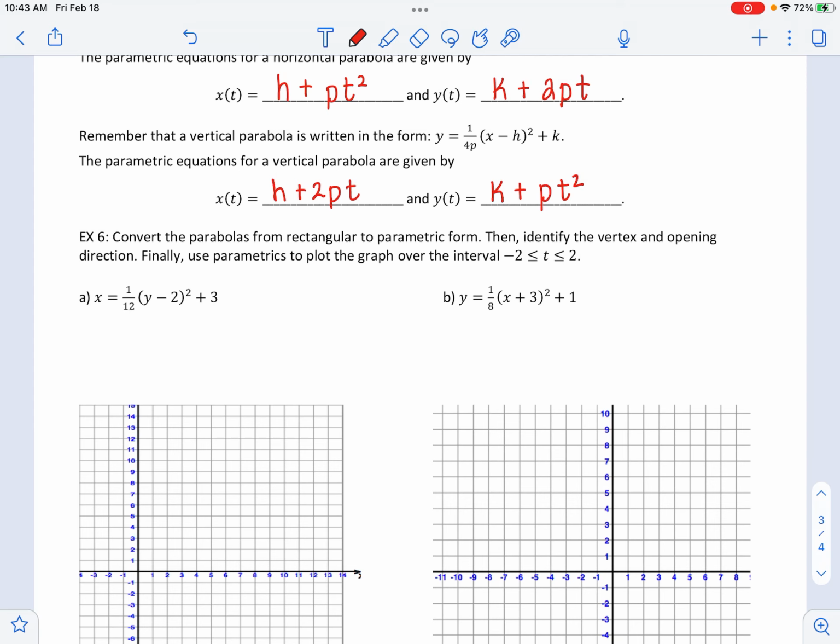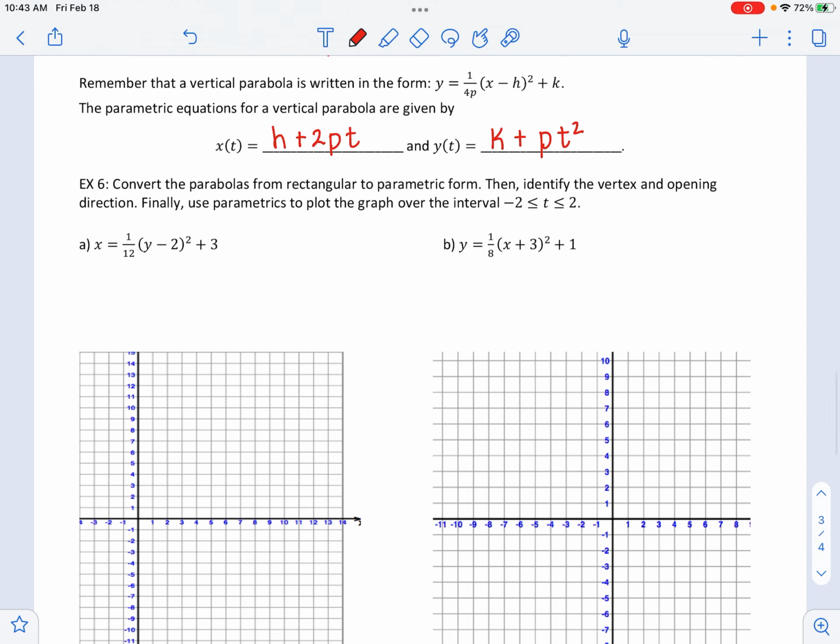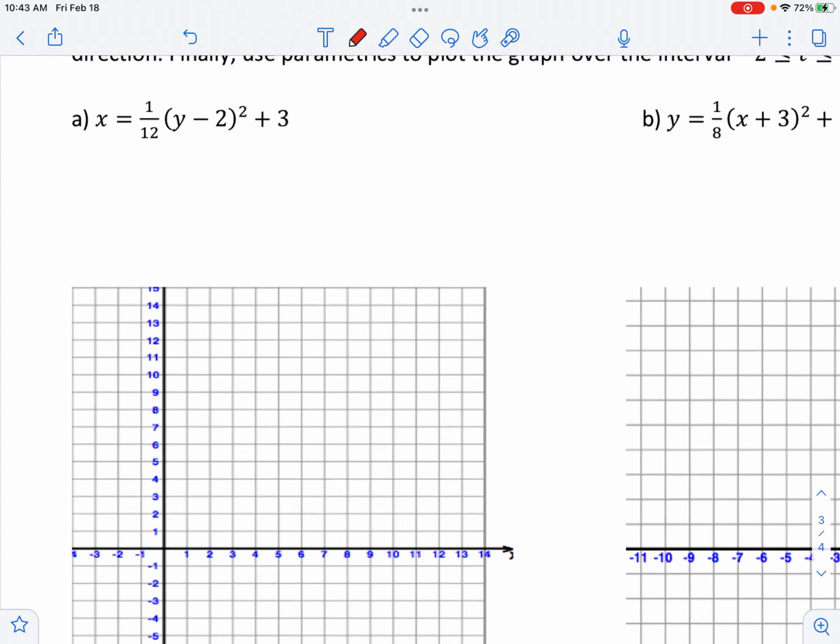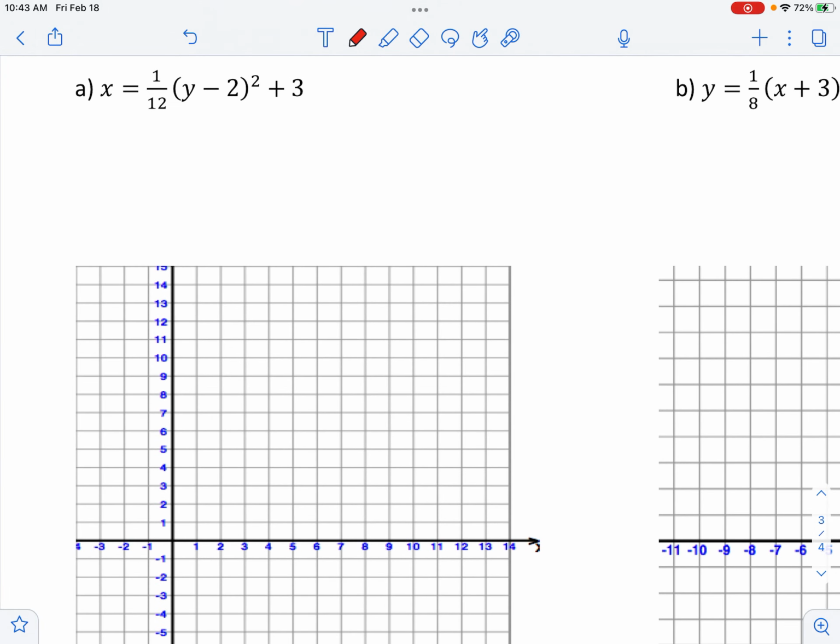Okay. So it says convert the parabolas from rectangular to parametric form. Then identify the vertex and the opening direction. Finally, use the parametrics to plot the graph over the interval of -2 to 2. So we need to get the parametric form of the graph. This is x of t equals, and we need y of t equals.